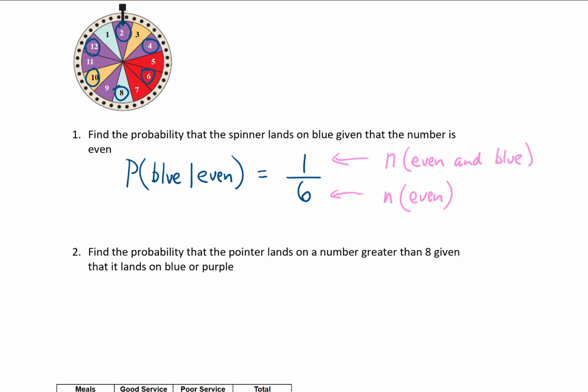The next problem asks us to find the probability that the pointer lands on a number greater than 8, given that it lands on blue or purple. So that notation is going to be the probability that our spinner lands on a number greater than 8, given that our spinner lands on blue or purple.